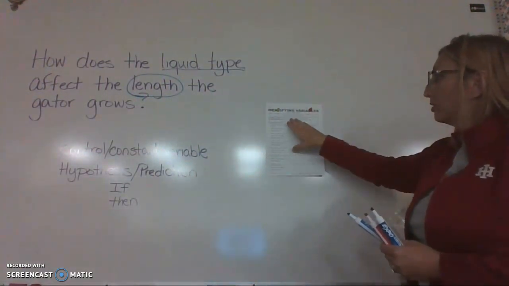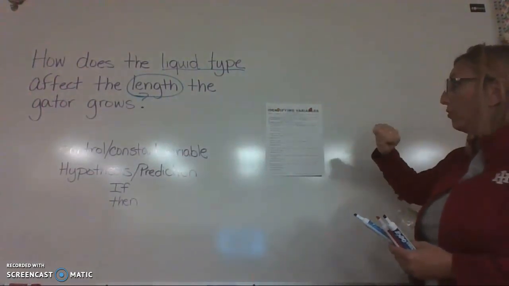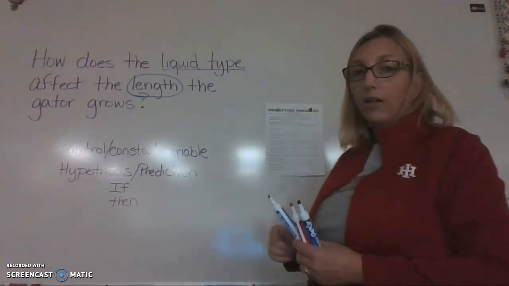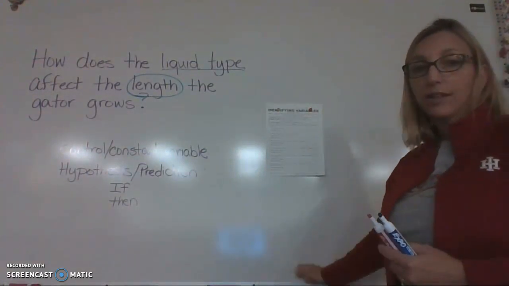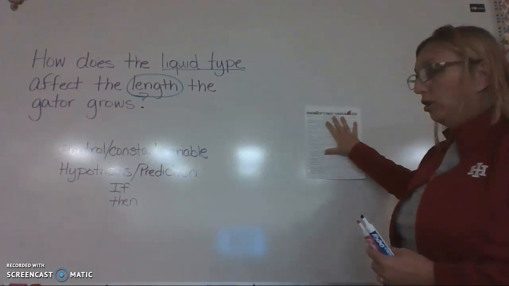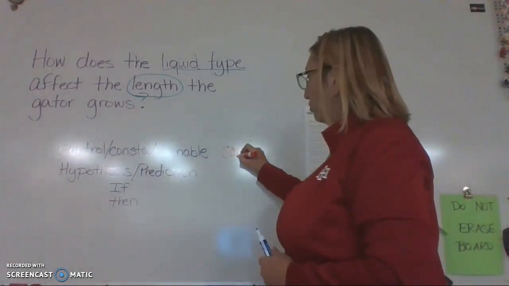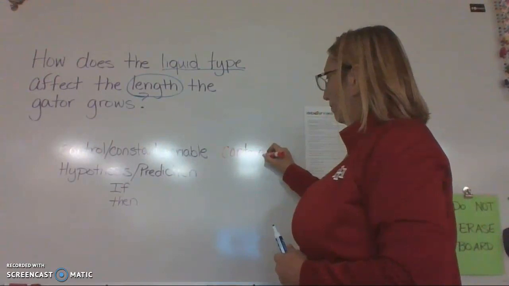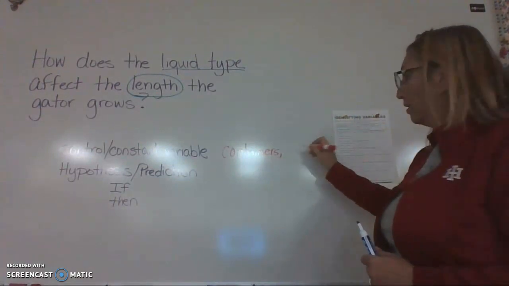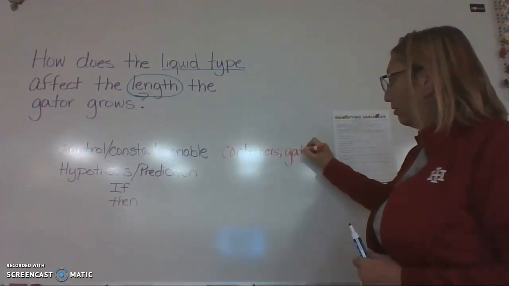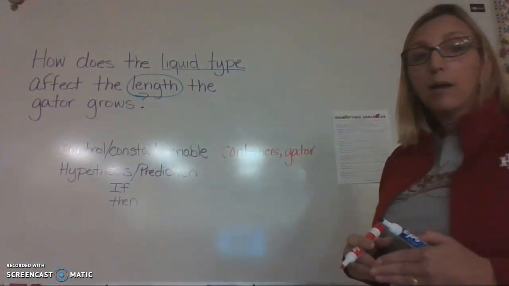The second part of the directions ask you to list at least 3 constants or control variables, and then write a hypothesis or a prediction. So if we take a look, our constants are things that we are not going to change. So in our experiment, we did not change the containers. We did not change between them the gator. So I bought the same gators from the same company, right?